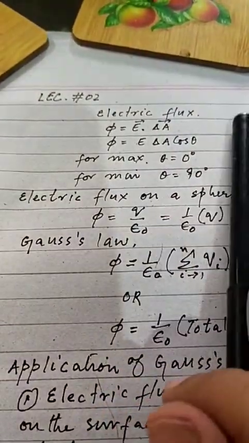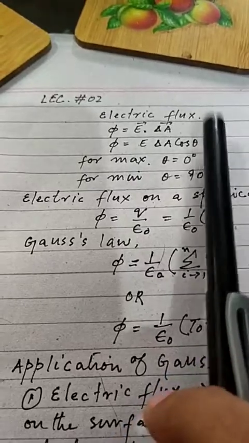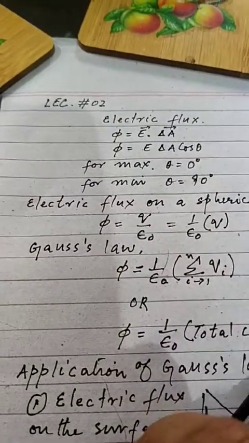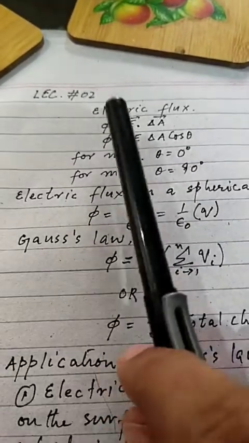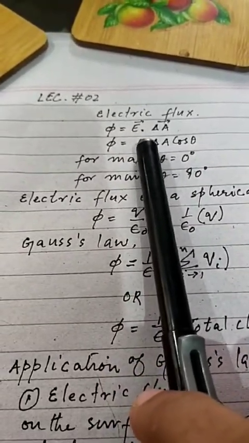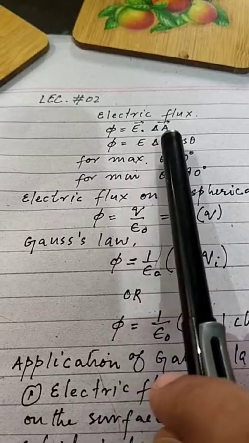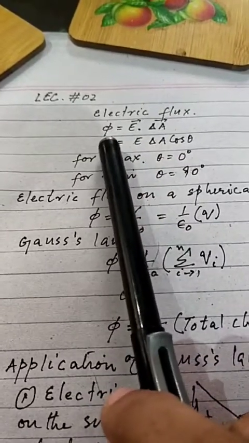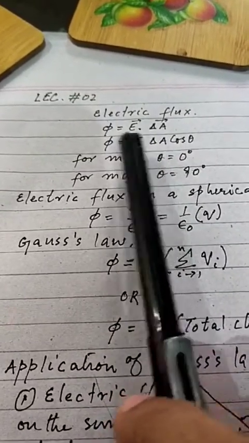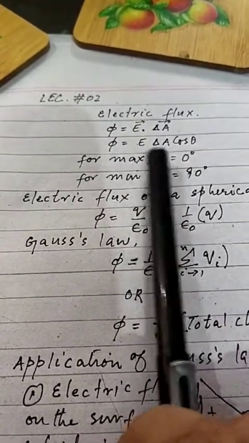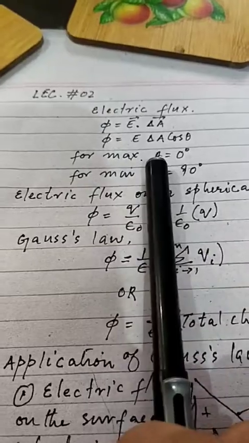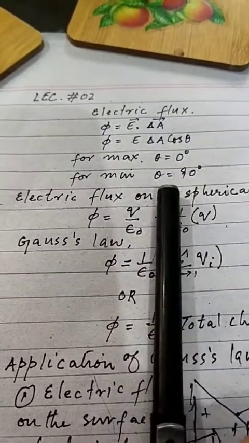Electric flux is the magnitude of electric lines of force in a specific area, or you can say electric flux is the dot product between electric field intensity and unit area. Flux is denoted by phi. A dot B is equal to AB cos theta, then you can write E dot delta A, E delta A cos theta. Phi is equal to E delta A cos theta.